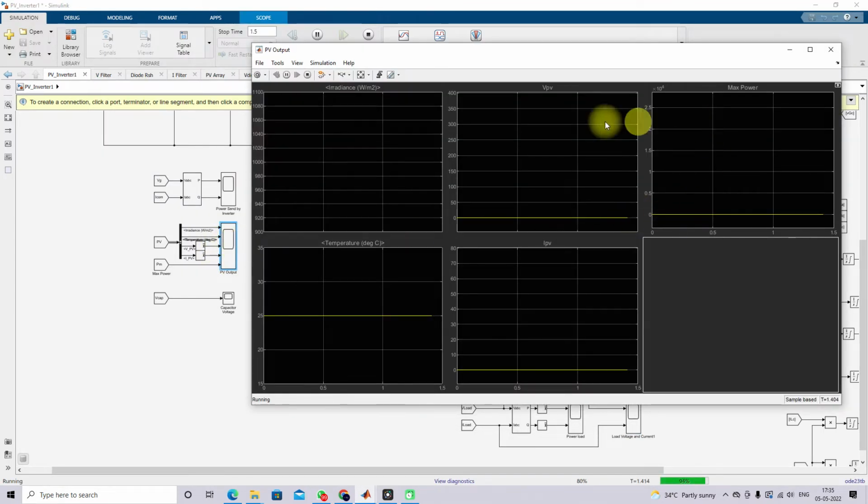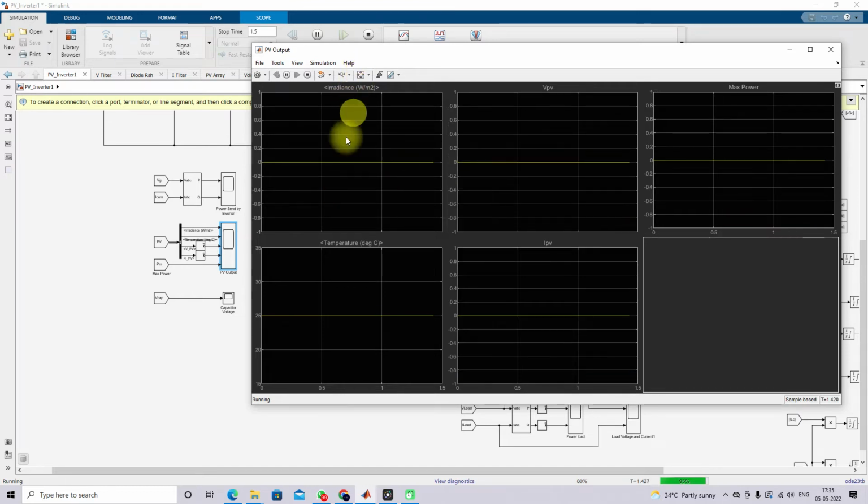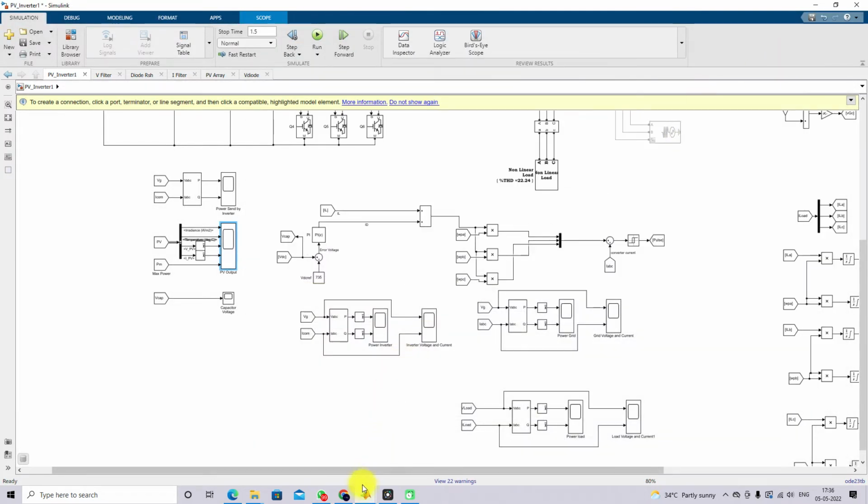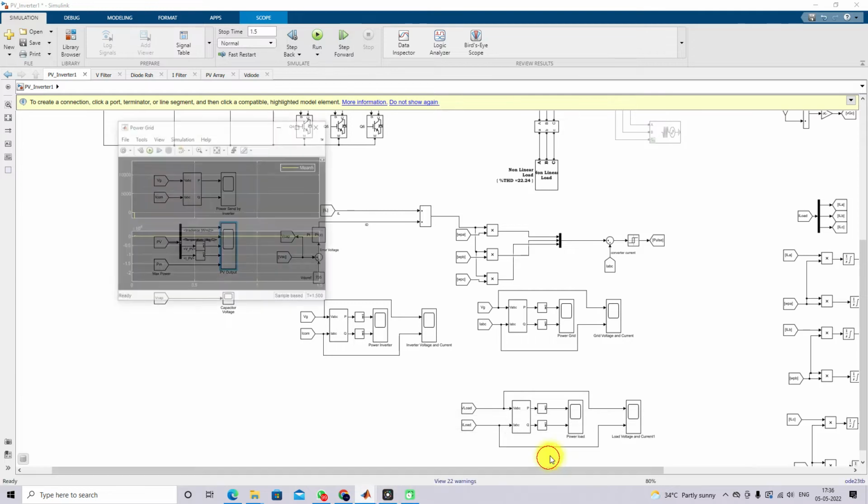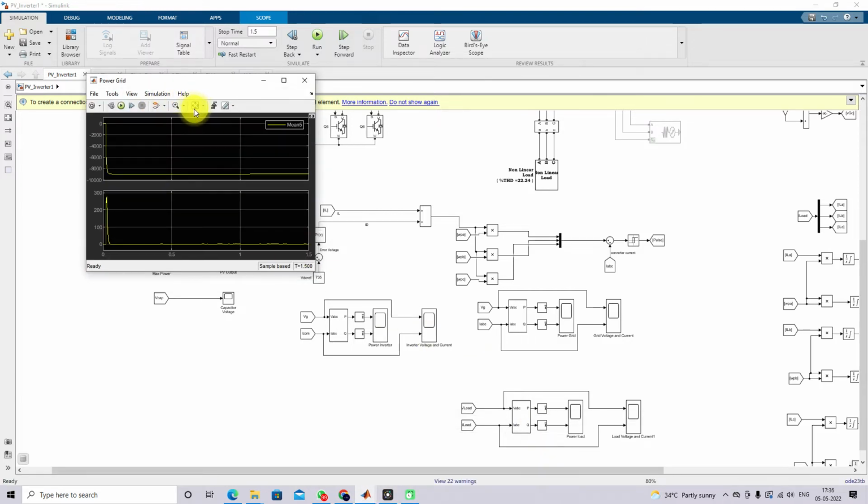So here there is no power, right? Here irradiation is equal to 0, and temperature is 25 degrees Celsius. There is no power from the PV. That means PV voltage is 0, IPV is 0, and the maximum power, everything, will be 0. And then I'm going to open the power in the grid.